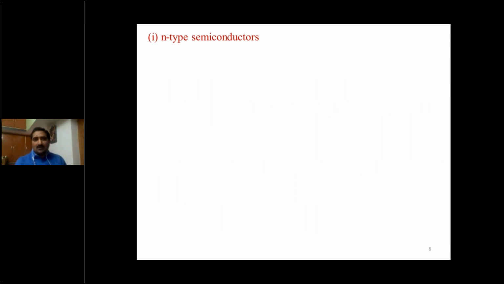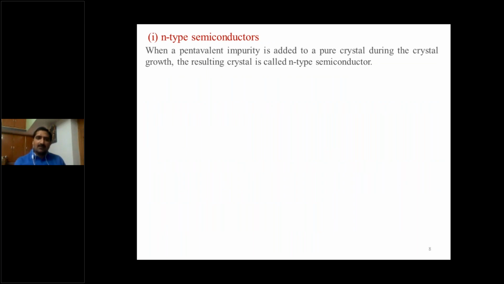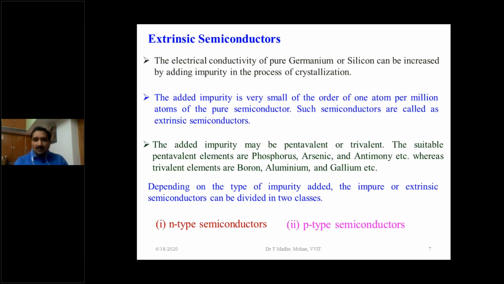N-type semiconductors. What are N-type semiconductors? When a pentavalent impurity is added. Pentavalent impurity atoms, as in the previous slide, are phosphorus, arsenic, and antimony. Remember that. Trivalent impurity atoms are boron, aluminum, gallium. I am taking phosphorus and boron. For pentavalent, I am taking phosphorus. For trivalent, I am taking boron here.